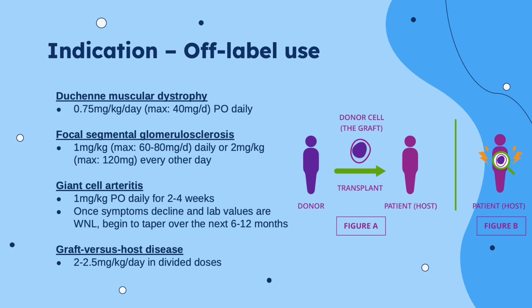In graft versus host disease, grade 2 or higher acute graft versus host disease, an optimal regimen has not been identified. However, it is generally used orally 2 to 2.5 mg per kg per day in divided doses and may vary based on organ and severity. Continue over several weeks, then taper over several months.